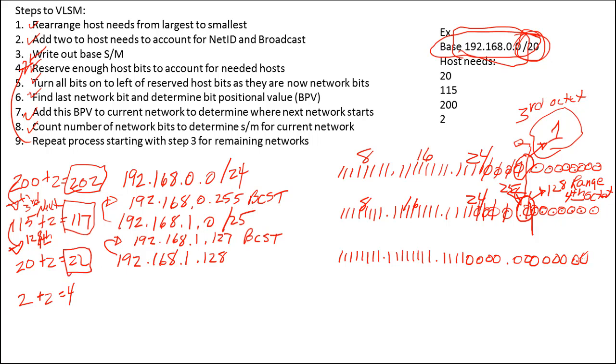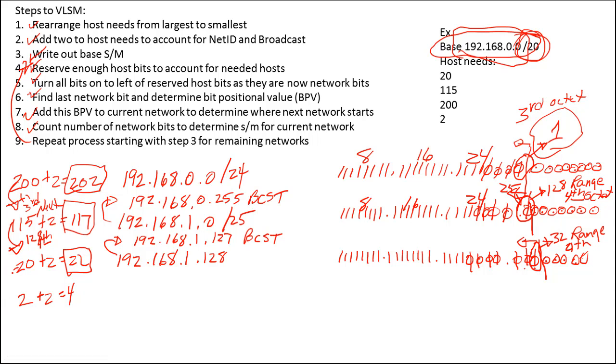So if I reserve 1, that's 2, 4, 8, 16, 32. That gives us enough. I draw my line. Everything to the left gets turned into network bits. Now I solve for what is the bit positional value of that last or least significant network bit. 128, 64. In this case, it's a 32. That's my range. It's on the 4th octet.